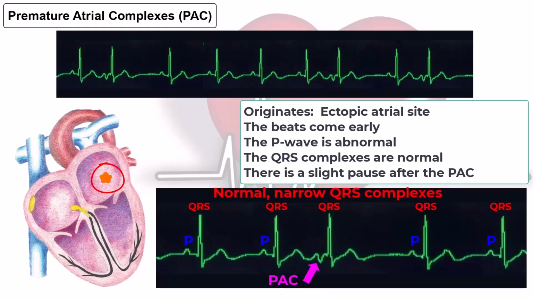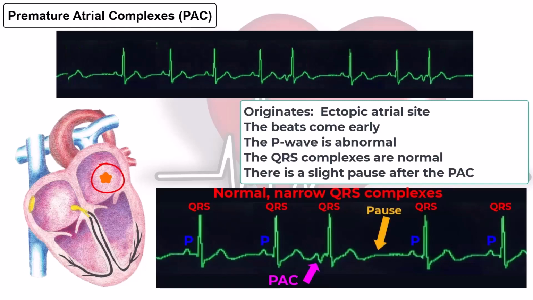Depending on the distance of the ectopic site from the AV node, the PR interval will be different from the PR interval from a sinus beat. Impulses from premature atrial complexes still stimulate the AV node normally, producing normal appearing narrow QRS complexes. PACs occur earlier than normal beats.